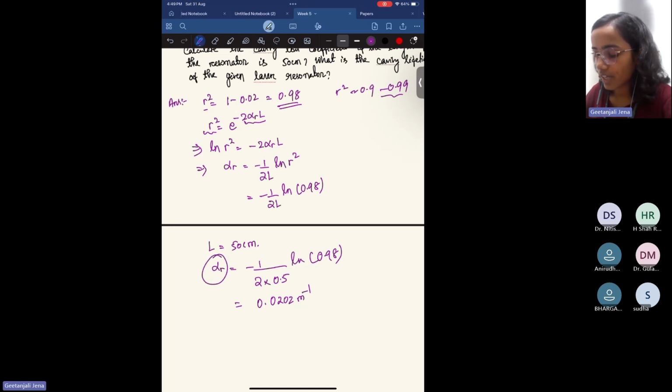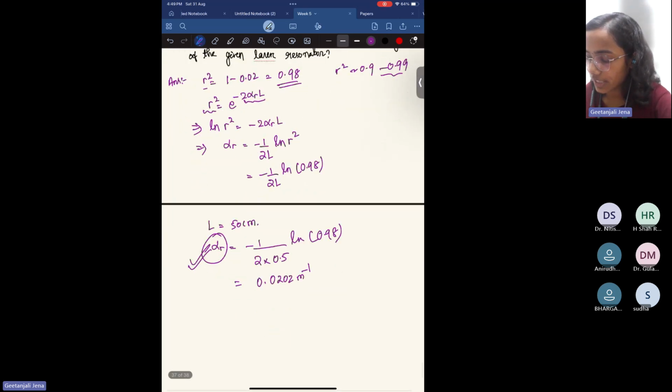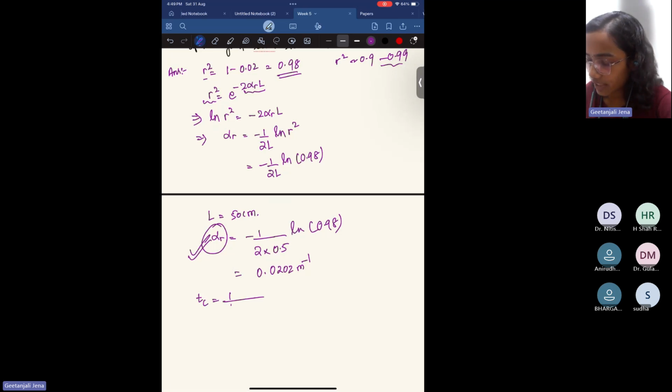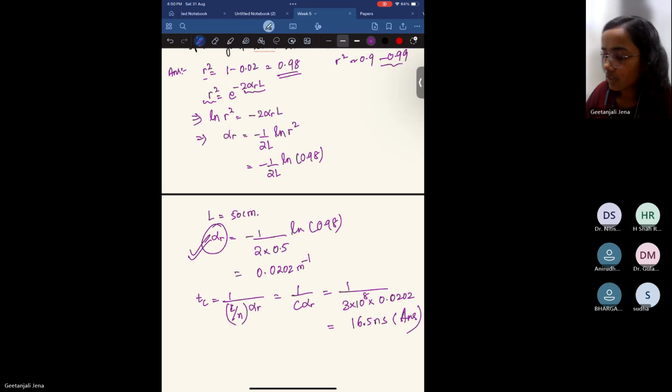Now you have alpha R, that is the total loss in a cavity. So we have seen before that alpha R is related to the cavity lifetime as well as to delta nu. So if you already calculate the alpha R, then we can now calculate the cavity lifetime. So Tc we have seen before, it is nothing but 1 divided by C by n alpha R, right? And n we are taking as 1 if no medium is given. So 1 by C alpha R. C value you already know, this is 3 into 10 to the 8 meter per second, and alpha R is 0.020. From this, if you calculate it, I think you will get around 16.5 nanosecond. So this is how you can calculate the loss coefficient in a medium and the cavity lifetime.